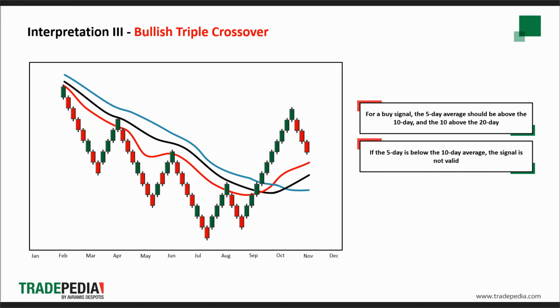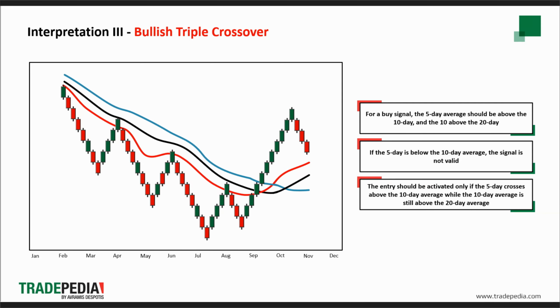I know it sounds very convoluted. You just need to internalize that. That's how you identify a bullish triple crossover. So in this case, the 5-day crosses above the 10-day, and the 10-day is still above the 20-day average. So that's how you look at a bullish triple crossover.